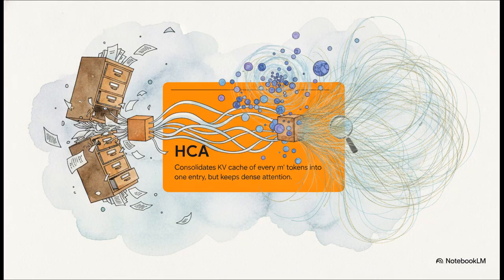The second mechanism is heavily compressed attention, or HCA. This is a far more aggressive filing mechanism. Entire file cabinets are mathematically reduced to a single executive summary. It consolidates the cache of every M prime tokens, a parameter significantly larger than M, into a single entry. Because that data block is so heavily compressed, the engine can afford to apply dense attention, cross-referencing every single summary. The trade-off, naturally, is the loss of microscopic detail, but it maintains a broad, unbreakable understanding of the entire macro context.